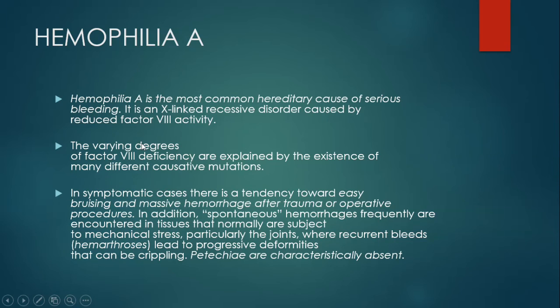Basically, the deficiency of factor 8 causes the coagulation pathway to stop. So no coagulation pathway starts in response to vascular injury or any tissue injury, and bleeding is the most common result. Bleeding time increases. Partial thromboplastin time, PTT, also increases. These are the laboratory findings that can be used to diagnose hemophilia A. In addition to this, family history is also important for diagnosis of hemophilia A.